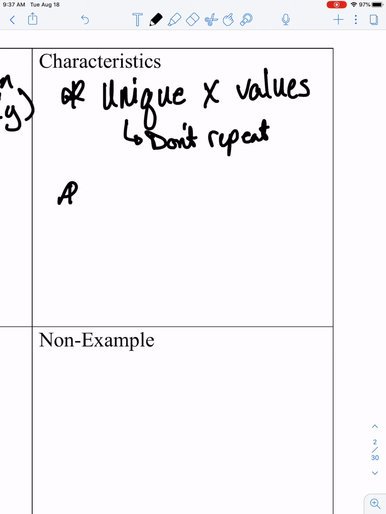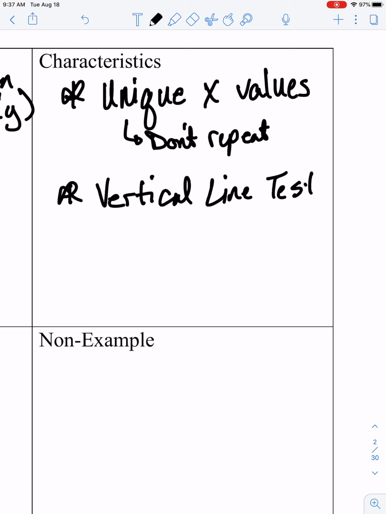And also, because of this, there's this interesting test we can do, which is called the vertical line test. And again, vertical just means up and down. So if a picture, especially a graph, passes your vertical line test, then it's said to be a function.